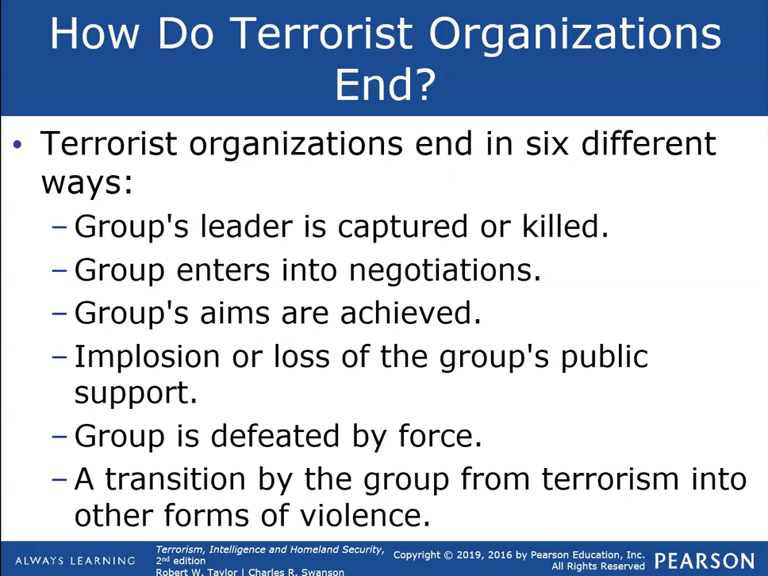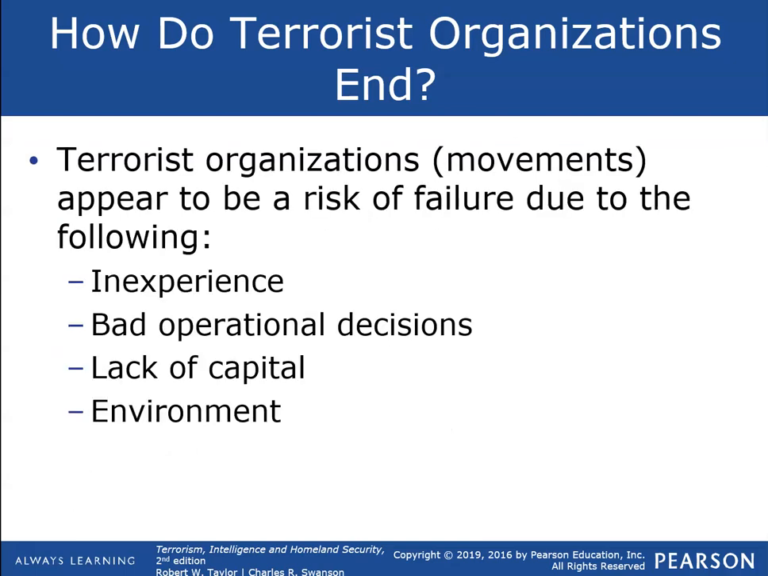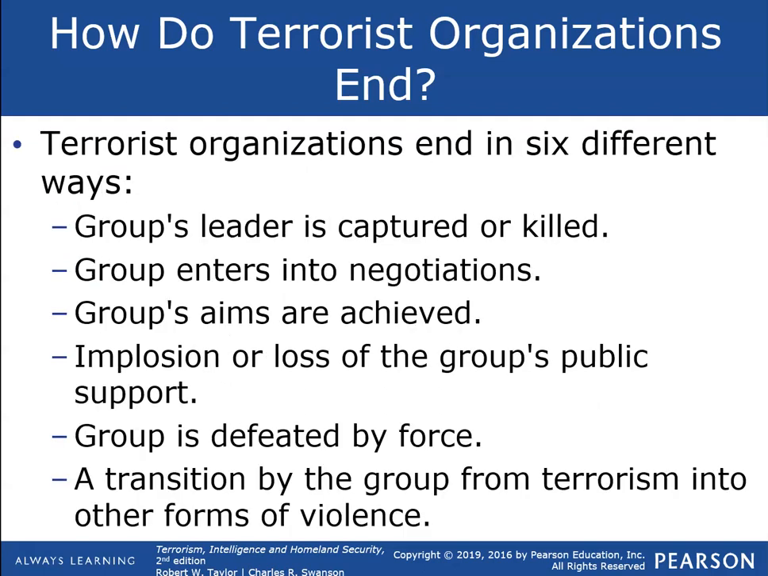Now, terrorist organizations end in 6 different ways. So again, just making sure that we're on track: they're at risk of failure due to these 4 things, but the groups actually end in 6 different ways. The first is the group leader is captured or killed. And this is actually referred to as decapitation. That's the strategy, and its results are a little bit inconsistent.